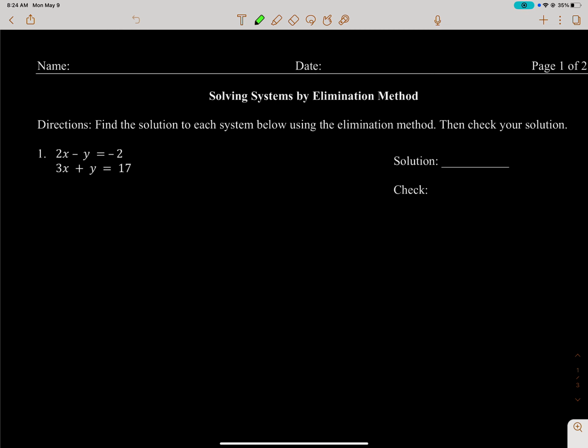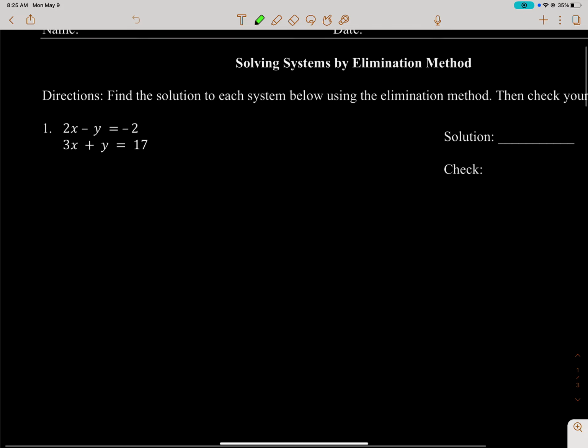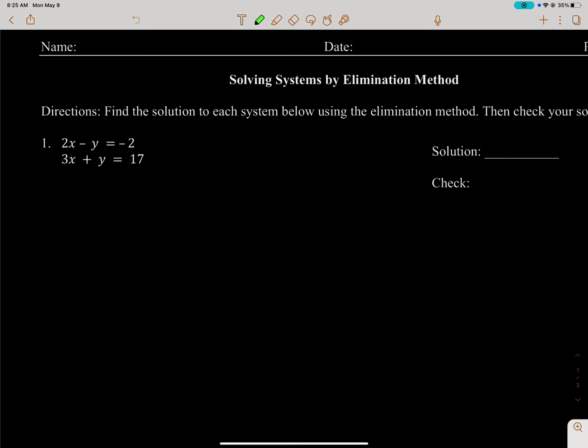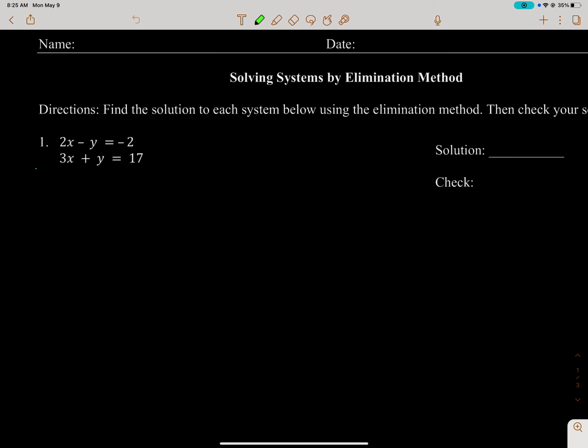Okay, so we're going to look at this method. We're going to review what we did in class today, solving by elimination. So remember, I'm basically adding one equation to the other with the goal of eliminating either the x or the y. To solve an equation, I need to only have one variable in it. And you can see each equation here has two variables, an x and a y.